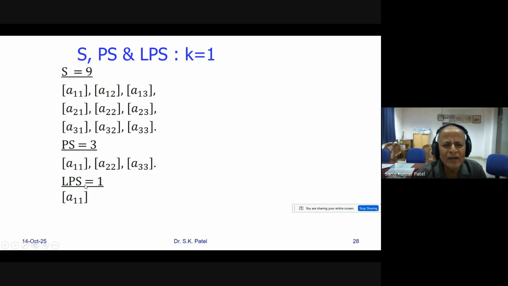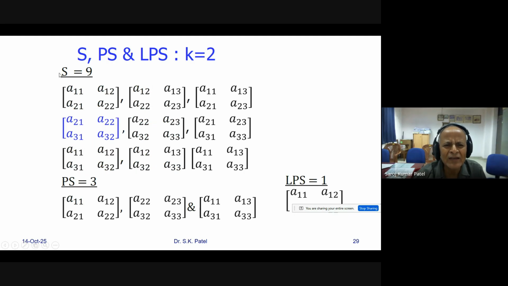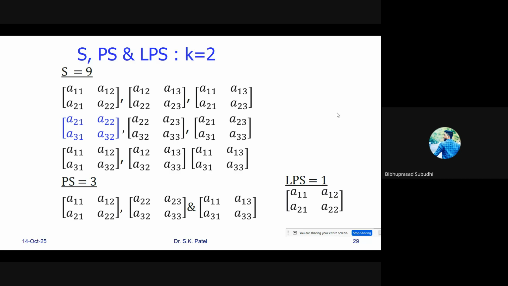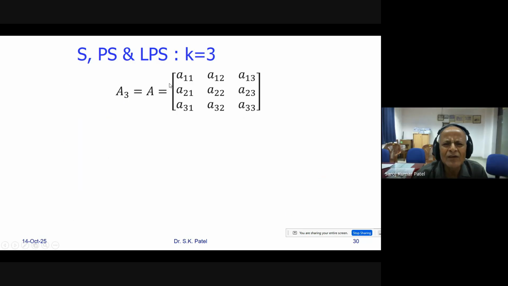So these are submatrix, principal submatrix and leading principal submatrix. Out of this 3 by 3 matrix, we will get 9 submatrices of first order, 3 principal submatrices, and 1 leading principal submatrix. Similarly, of second order we will get 9 submatrices, 3 principal submatrices, and 1 leading principal submatrix. And of third order, we will have this one, which is submatrix, principal submatrix as well as leading principal submatrix.